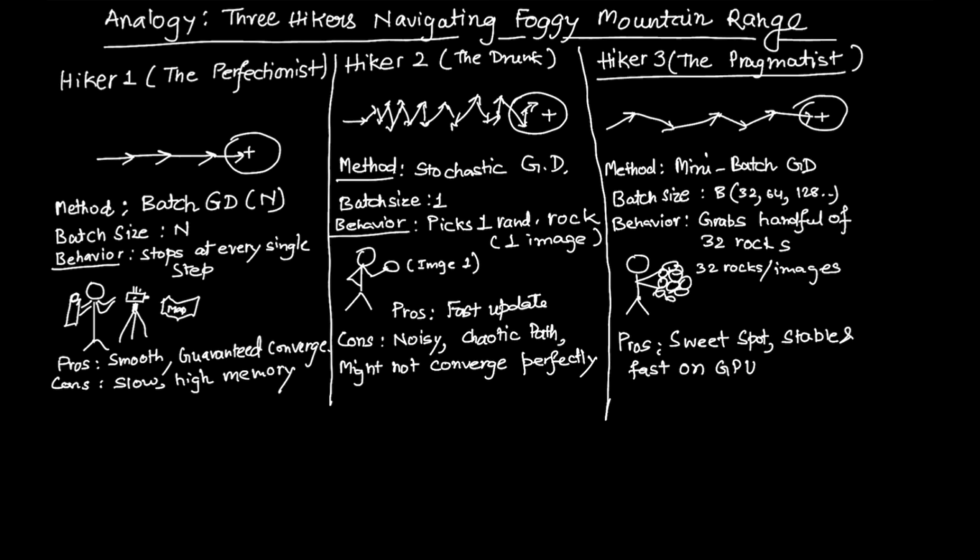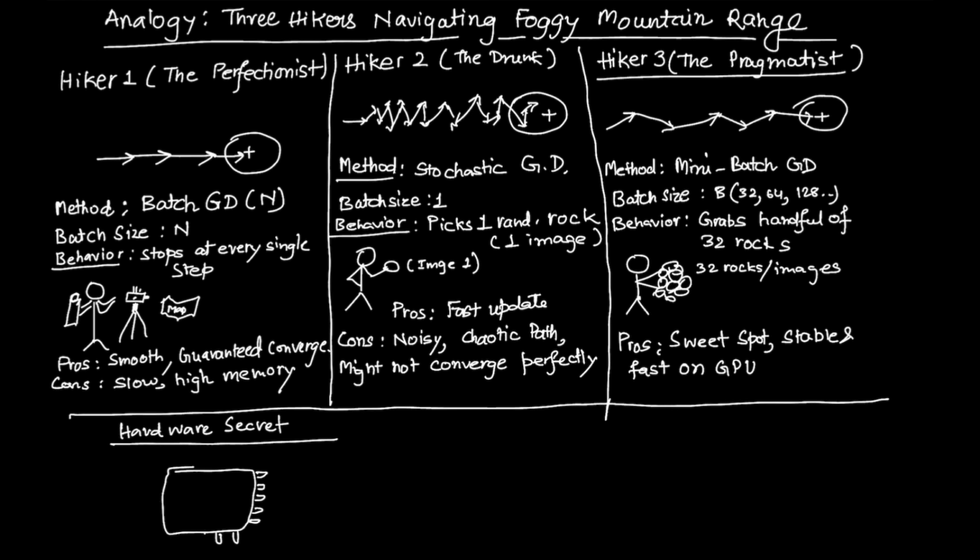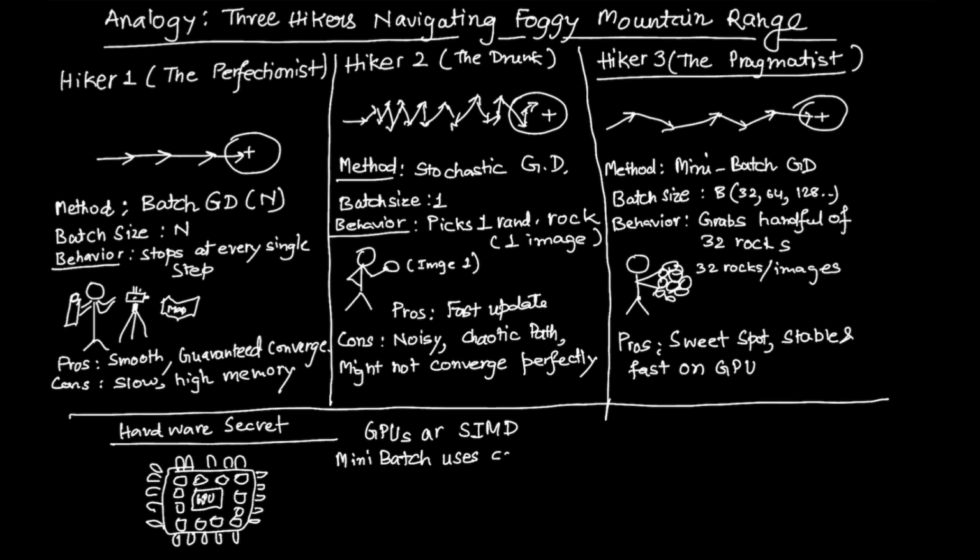There is a massive hardware reason why mini batch is the standard. GPUs, or graphics processing units, are SIMD machines: single instruction, multiple data. This means a GPU can multiply one number just as fast as it can multiply 32 numbers, provided they are in a vector. If you feed the GPU one image, as in SGD, you are using 1% of its cores. The other 99% are sitting idle, burning electricity. If you feed it 32 images in a mini batch, you use 32% of its cores in the same amount of time. You get 32 times the throughput for free.